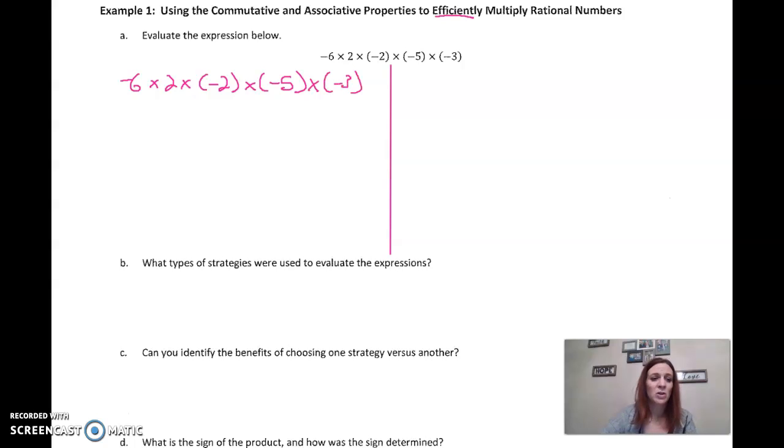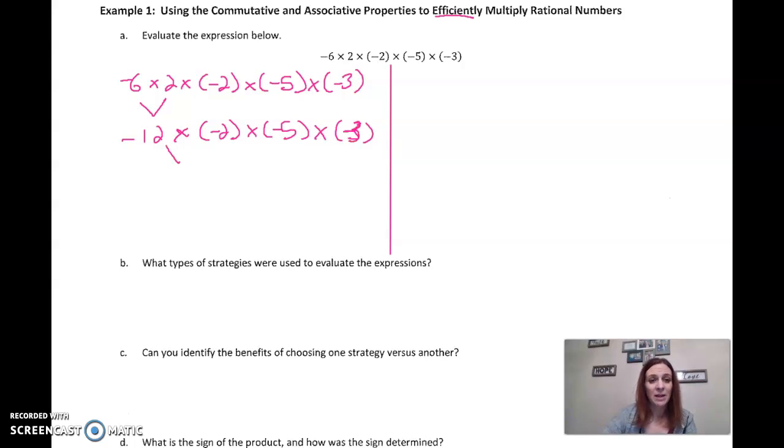Okay, so order of operations, again, we have seen that this is all just multiplication, so I am just going to multiply from left to right. I'm going to start by going -6 times 2. A negative times a positive is going to be a negative. 6 times 2 is 12. Times my -2, times my -5, times my -3. Okay?